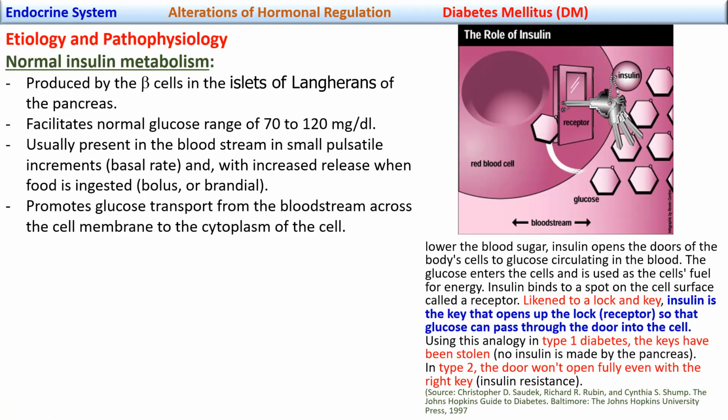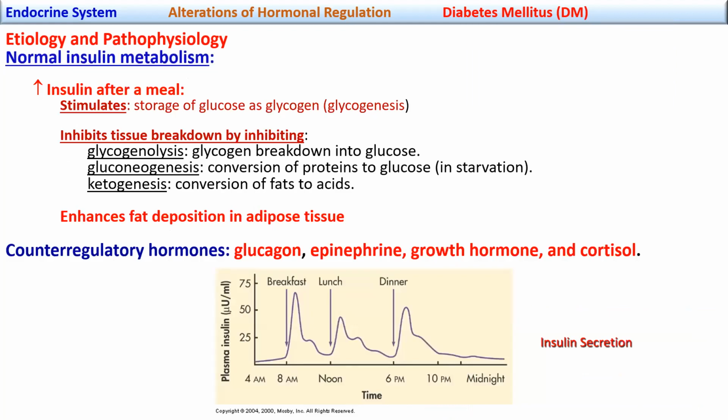So in type 1, the receptor is the door and the insulin molecule is the key, and the key is lost, so all glucose molecules will stay in the bloodstream. In type 2, the door is slightly open because we have some insulin molecules, so some glucose molecules will enter the cells, and the majority of them will stay in the bloodstream. That's just the analogy between type 1 and type 2.